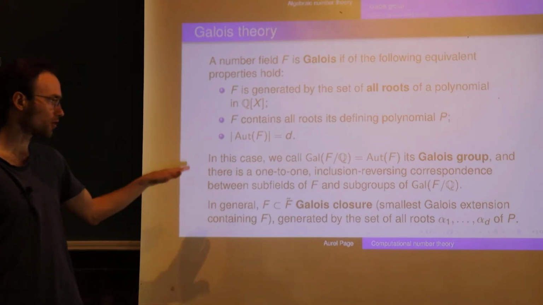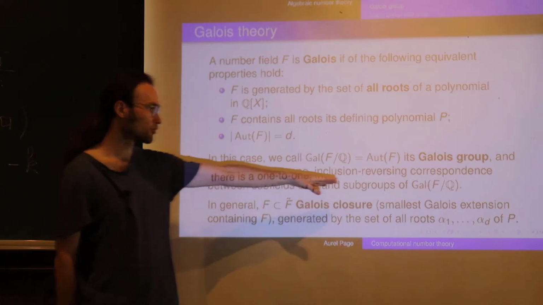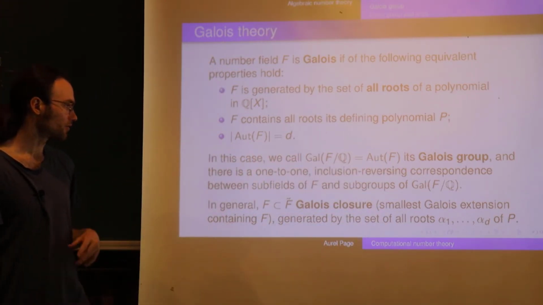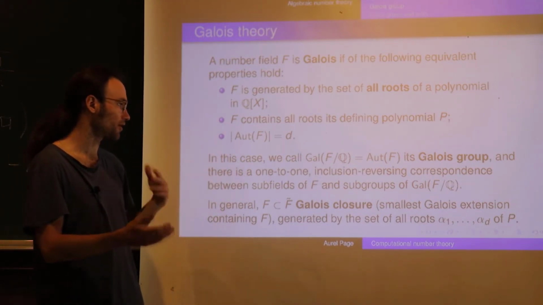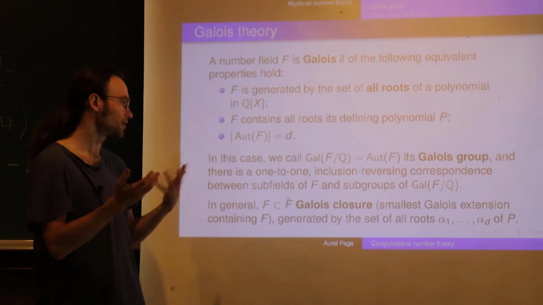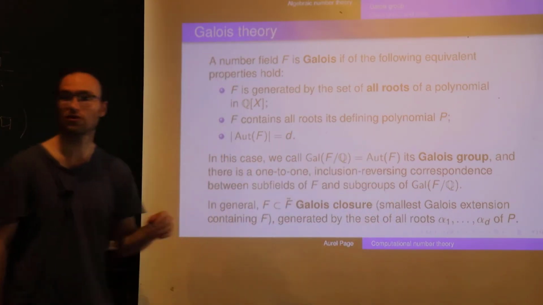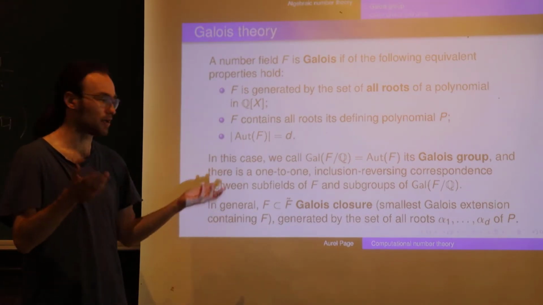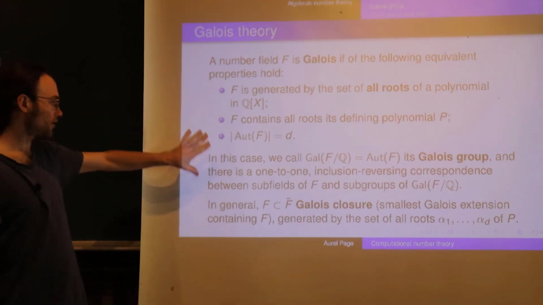And there is a one-to-one inclusion-reversing correspondence between subfields of F and subgroups of the Galois group. So this is the first interest of Galois theory. It converts this problem of finding subfields, which can be difficult a priori, to a problem of subgroups of a certain finite group, which is hopefully more algebraic, more tractable.